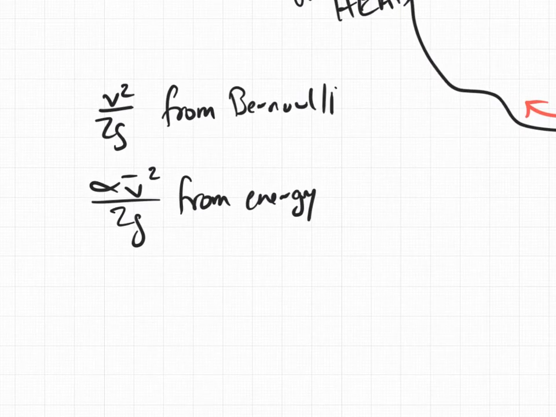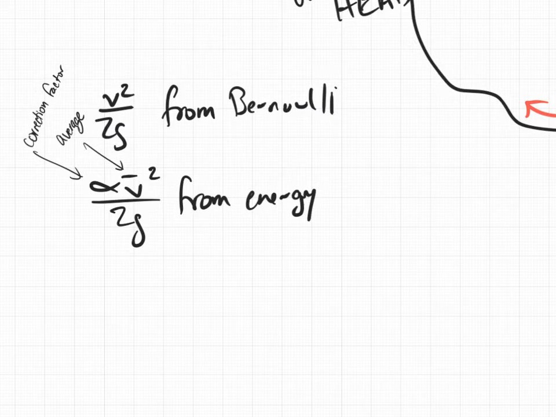First of all, let's talk about what this bar means. That bar means average. And this alpha, it has a name probably, but I can't remember what it is. It's a correction factor, so I'm just going to call it the correction factor. And the difference comes from this.